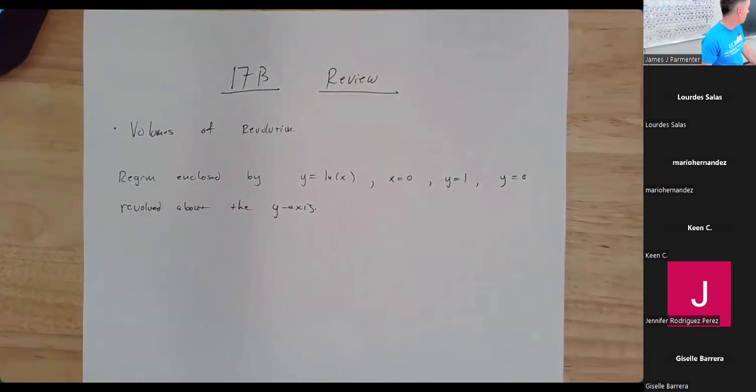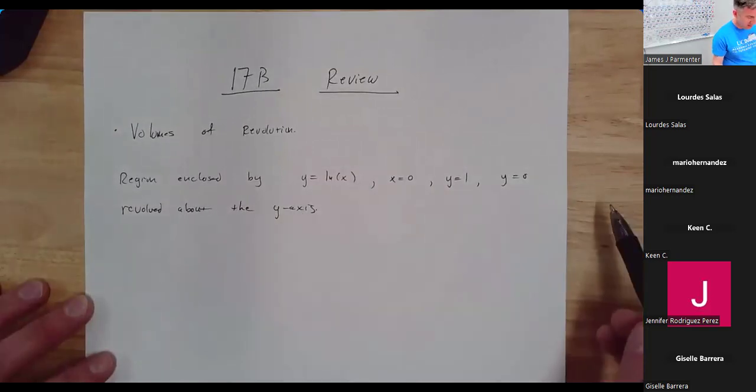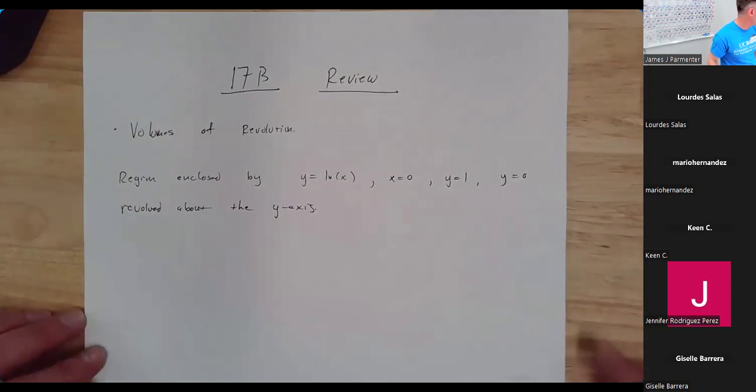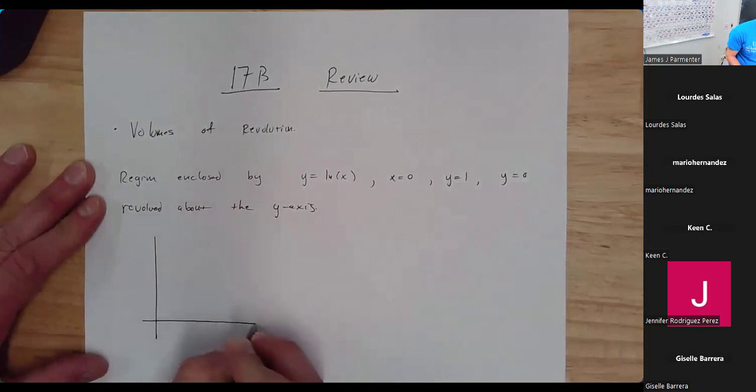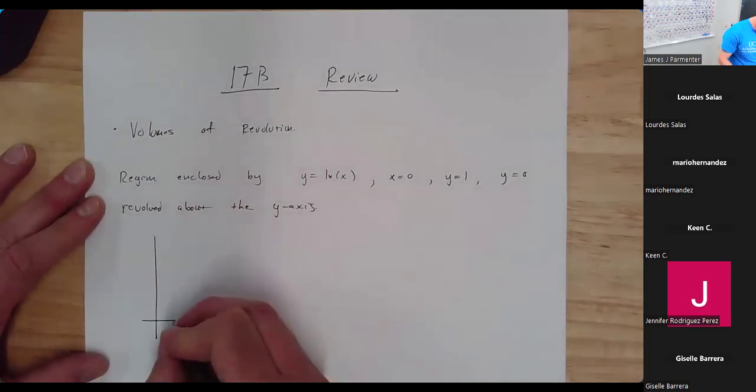Most of the time, when you have a volume question, unless it's specifically a region bounded by two curves that you're revolving, if it's more than two things, you almost always have to graph it. Like, there's really no other better way to do it. So I'm going to graph these four things, three of which are pretty straightforward. I mean, they're all pretty straightforward. So y equals natural log of x looks like this.